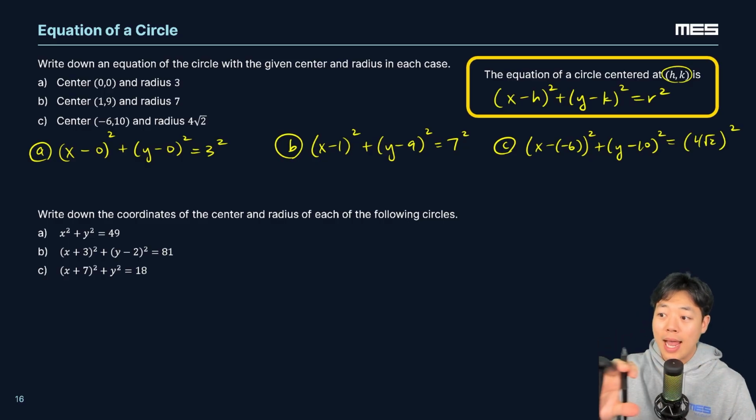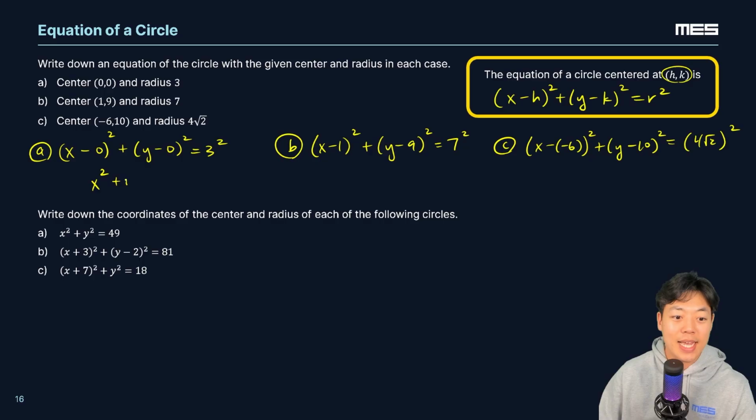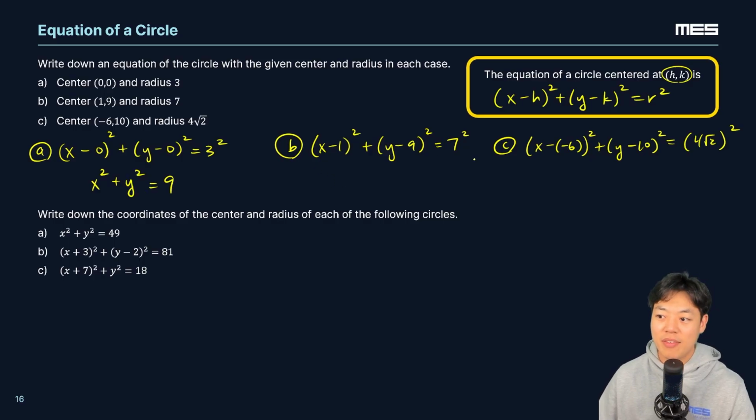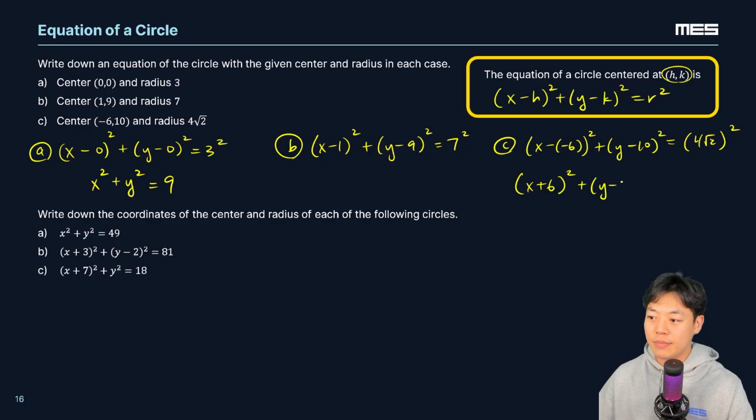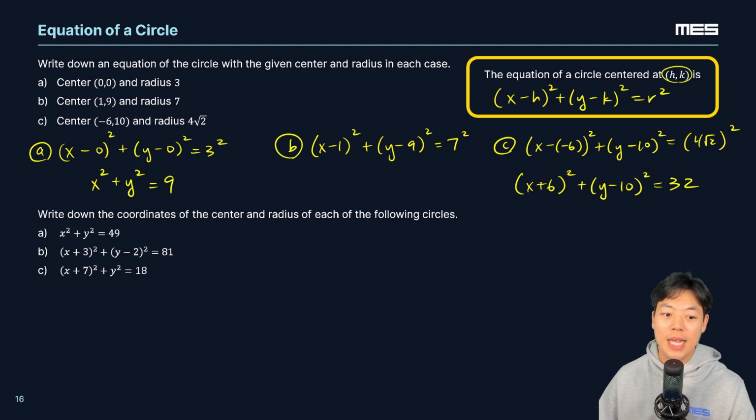They all have the same exact structure. Now, once we simplify, we can get x squared plus y squared is equal to 9. Here, we can leave it the same. Here, we can do a little bit of simplifying. And 4 radical 2 squared gives us 32. Boom. Now, given the equation, write down the coordinates of the center and the radius.